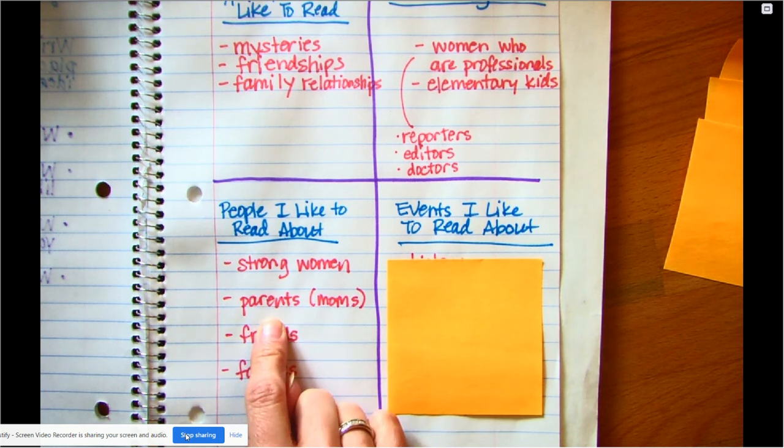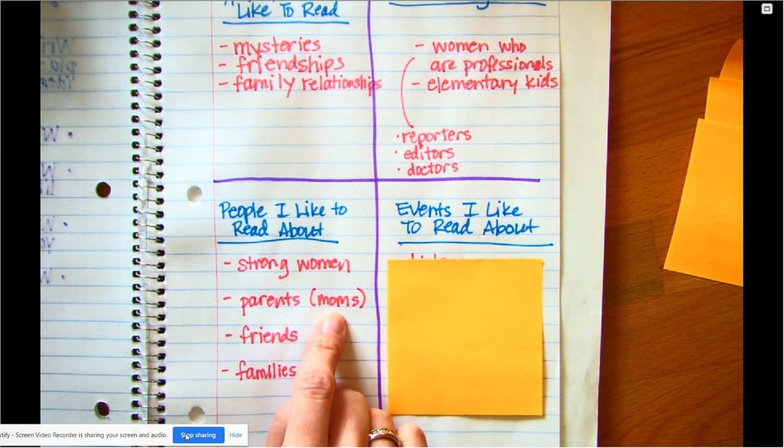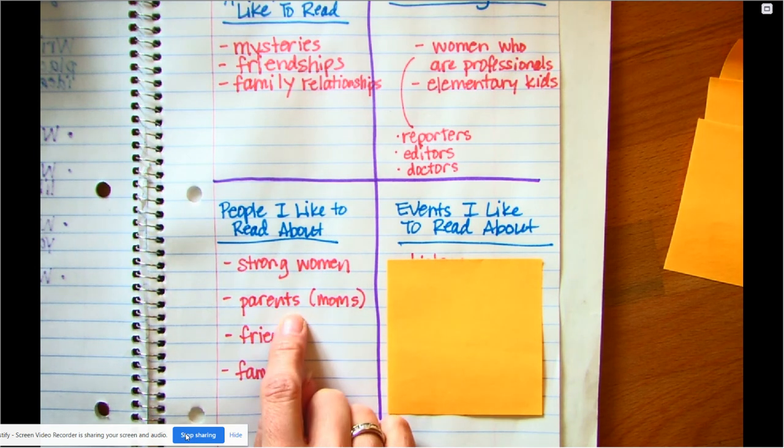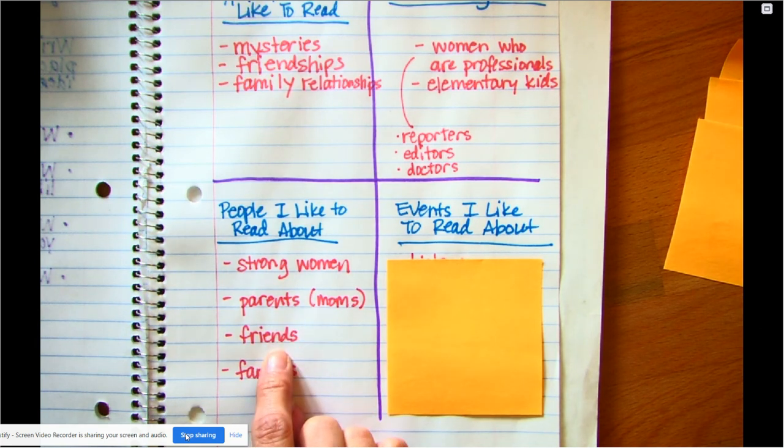Okay. Parents, I'm a mom. So I like to read about things that interest me, which is parenting, right? I'm a mom. Mr. Linderman is dad. So and we have kids. So I'm interested in reading about people who are like me. I like to read about relationships and friendships and then relationships with families too. So those are different types of people that I like to read about, right?